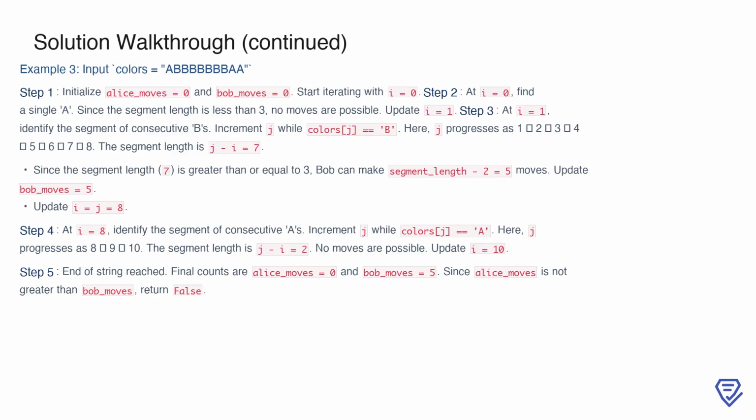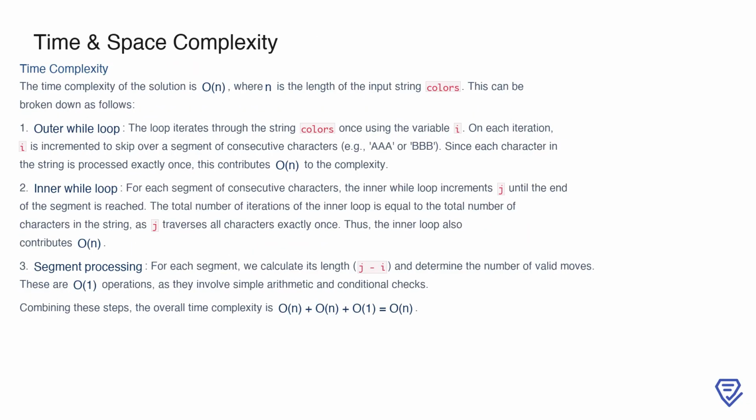At I equals 8, we find a segment of consecutive A's, but the segment length is only 2. No moves are possible, so we update I to 10. With the end of the string reached, the final counts are Alice_moves equals 0 and Bob_moves equals 5. Since Alice does not have more moves than Bob, the function returns false. The time complexity of this solution is O(n), where n is the length of the input string colors.